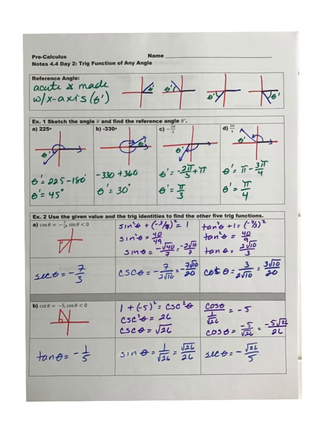So negative 330 would go almost all the way around. The whole circle is 360, so negative 330 plus 360, that little amount left right there, would be a 30-degree reference angle.